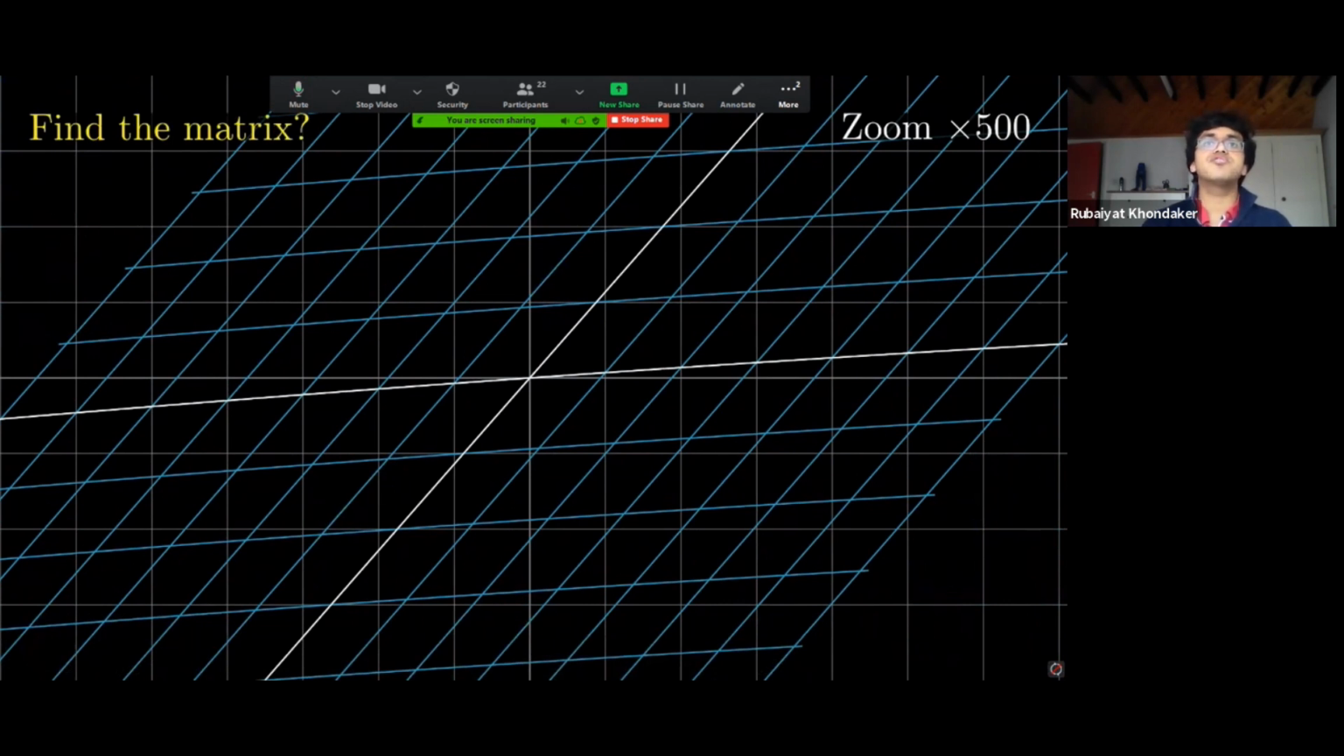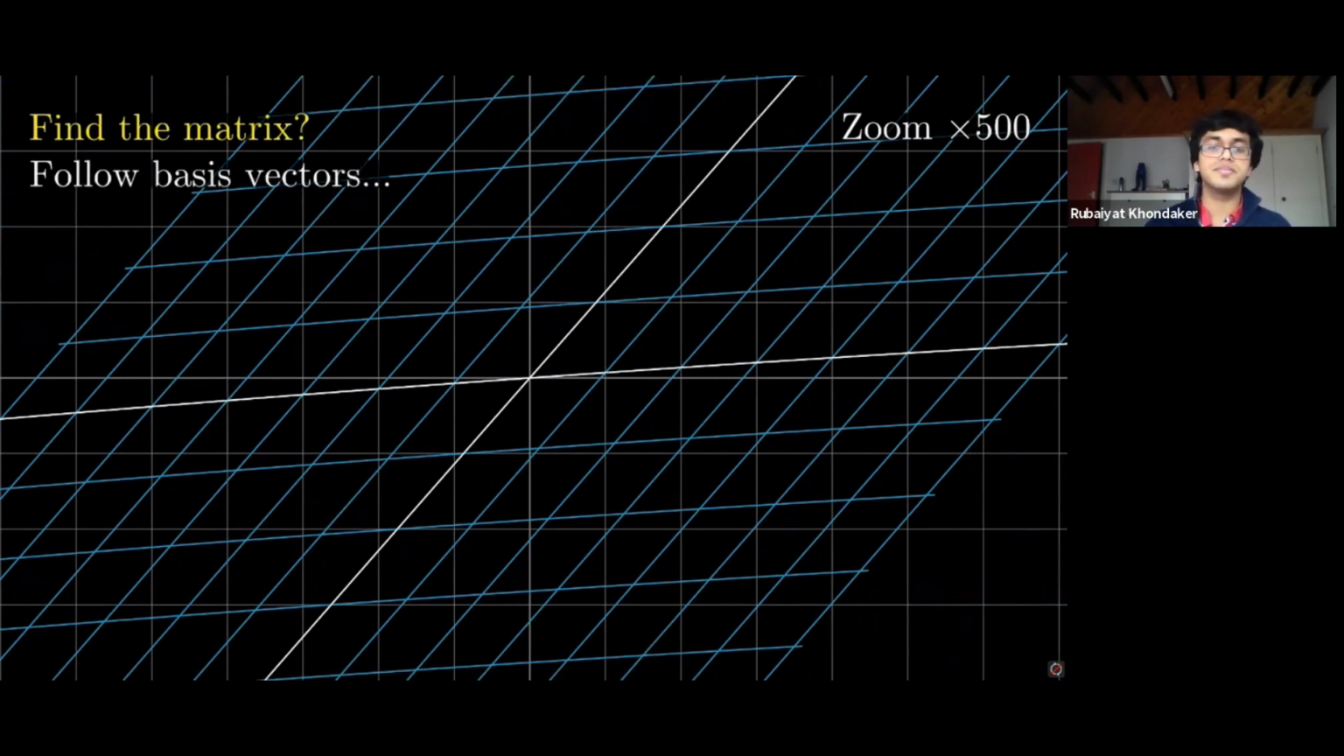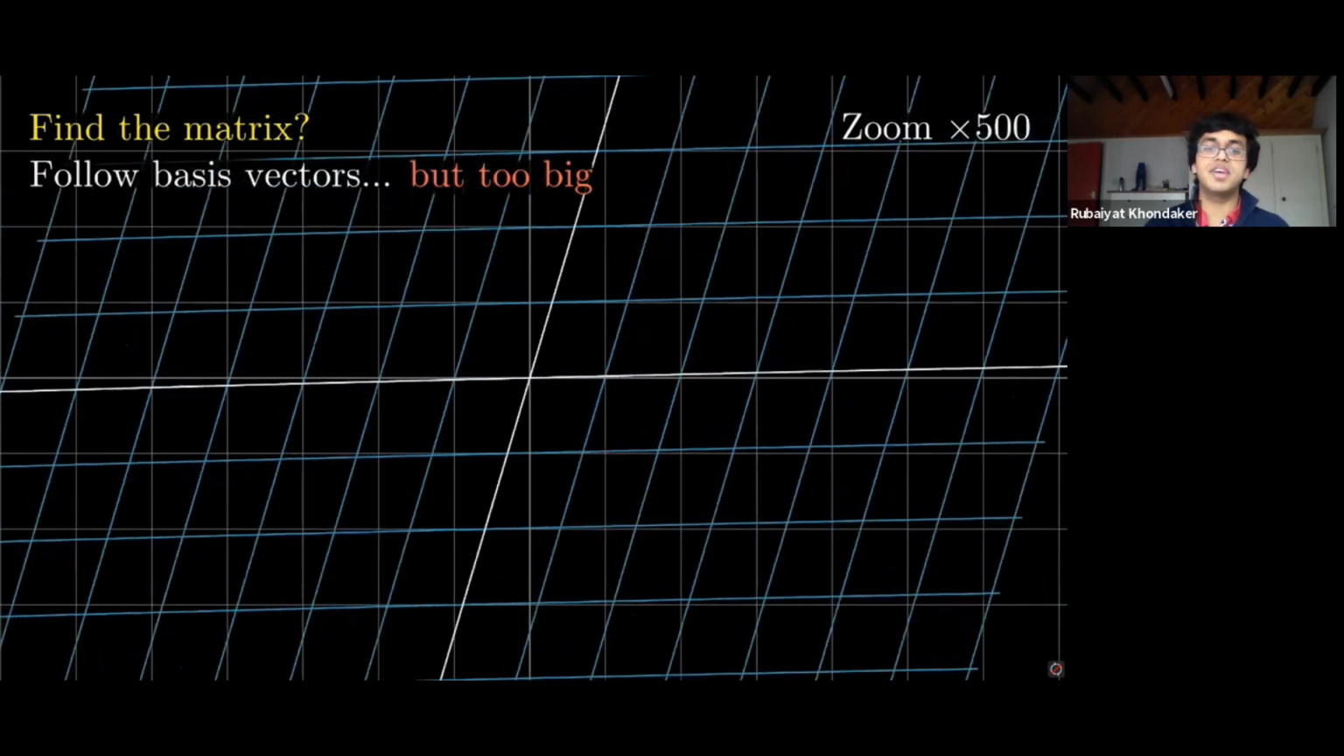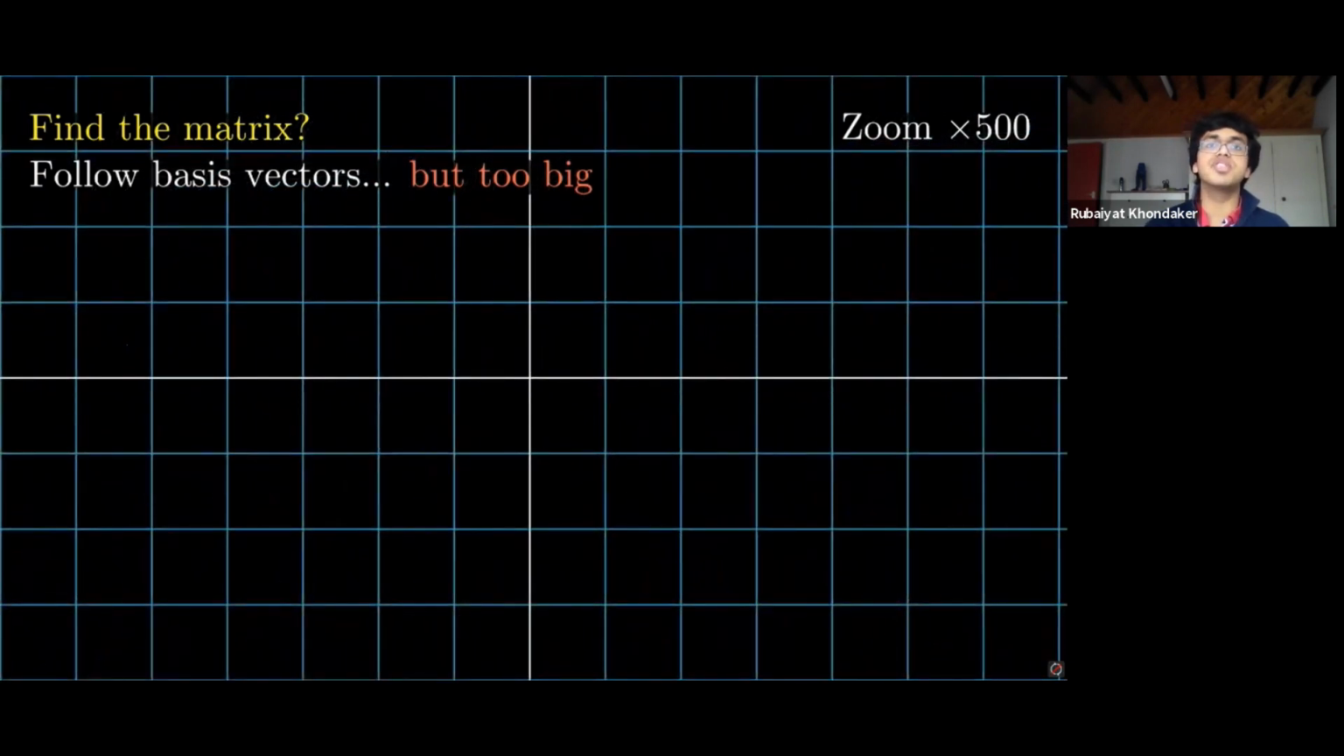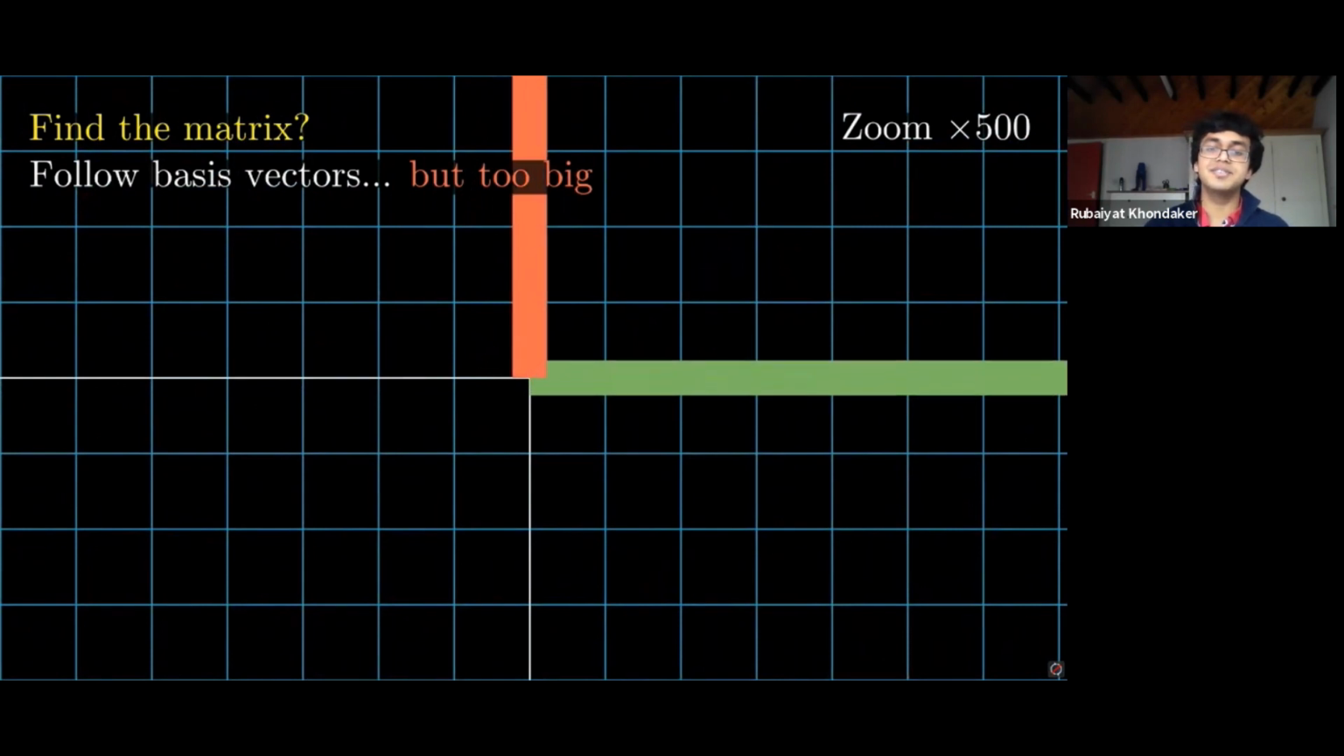How would you find the matrix representing it? Well, normally what you do is follow the basis vectors, right? That's what we did right at the start of the talk. But they actually turn out to be too big here, because we're zoomed in times 500. If I actually try to draw the basis vectors here, they're really, really big. It's not really practical to follow them.